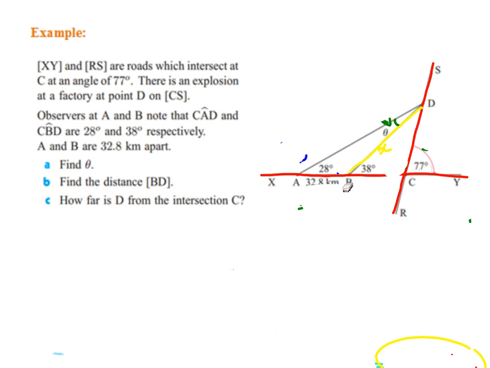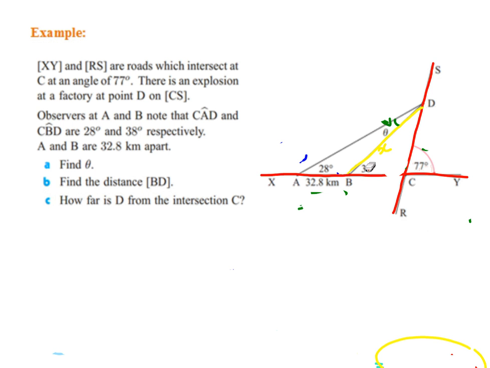So people observing at point A and point B note that angle CAD and angle CBD are 28 and 38 respectively, which is already written in here. So as you can see, CAD, so that's that angle here, is 28, and CBD is this angle here, which is 38. That's already on there anyway.